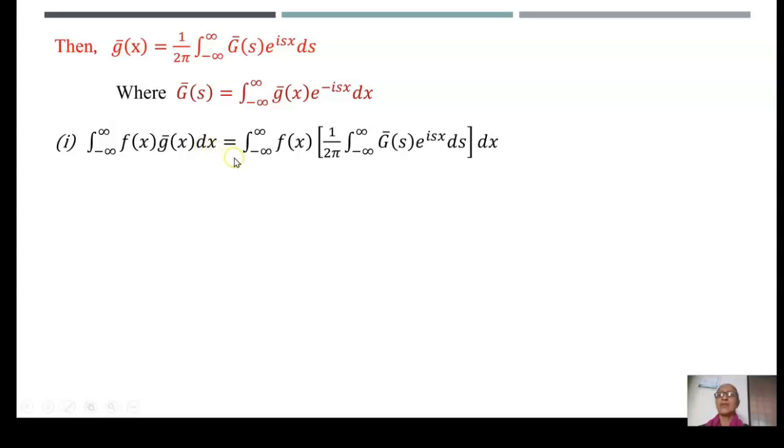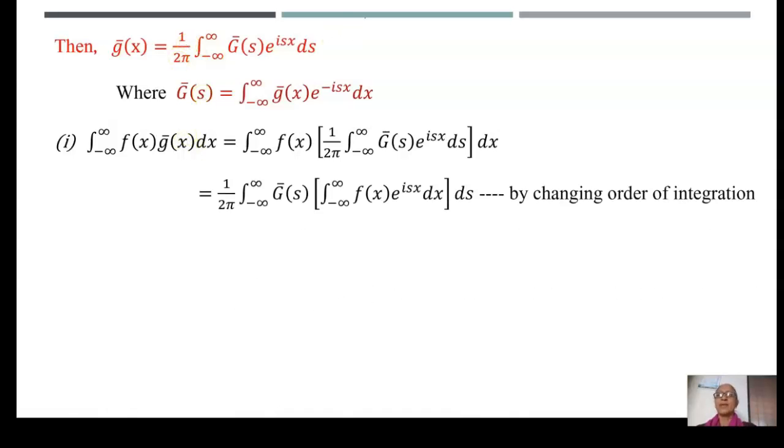Now, let us see the first statement: integral from minus infinity to infinity f(x) into g bar x dx. According to the definition of g bar x, this can be written as integral from minus infinity to infinity f(x) into, in the place of g bar x, 1 by 2 pi integral from minus infinity to infinity G bar s e power isx ds dx. Now, this is a double integration; if we change the order of integration, G bar s can be written outside: G bar s into integral from minus infinity to infinity f(x) into e power isx dx ds.